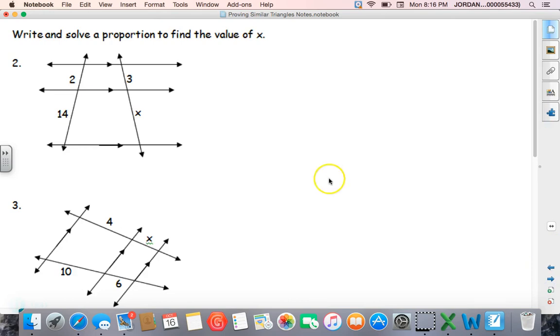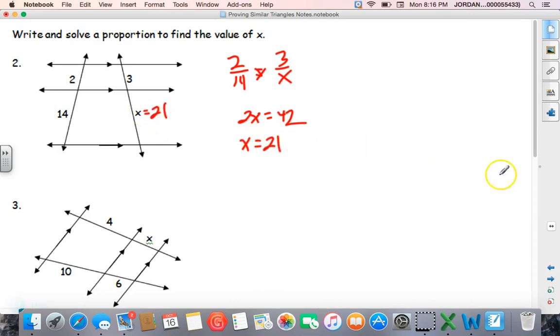Let's practice a couple of those real quick. I'm going to do number 2 and 3 and let you guys try 4 and 5. So right here, we've got three parallel lines being cut by two transversals. So we've got the situation where this segment over 14 should equal 3 over x. Cross multiply, 2 times x equals 14 times 3, which is 42. Then we divide by 2, so x is 21. So this side must equal 21.